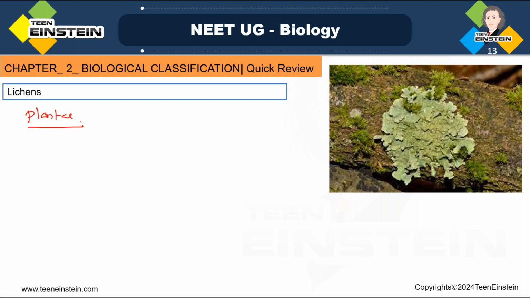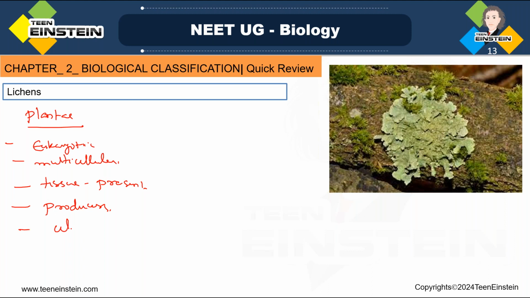About kingdom Plantae, what you can write: it is eukaryotic, and definitely it will be multicellular. Then a tissue system is present. Then they are the producers, and they have a cellulosic cell wall. Then chloroplast is present. That's why they are doing photosynthesis, right? And they have a well-organized nucleus.